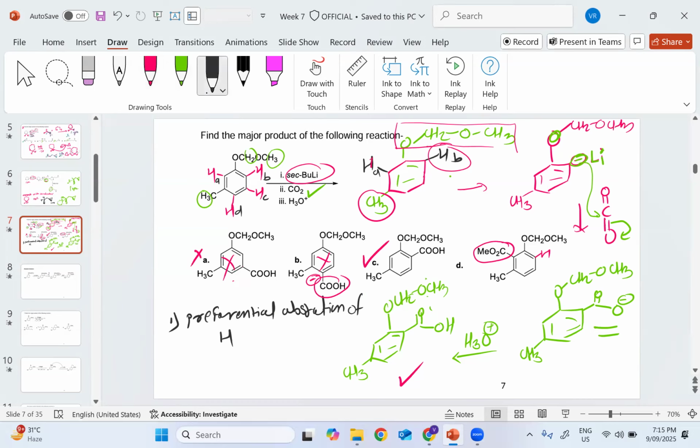the steric hindrance at the HA and HB position, HB is less sterically hindered. So preferentially the secondary butyl lithium, which is again bulkier, will abstract the HB proton, not HA. So the bulkiness of the secondary butyl lithium drives this reaction selectively, and we get the C as a major product, not D.